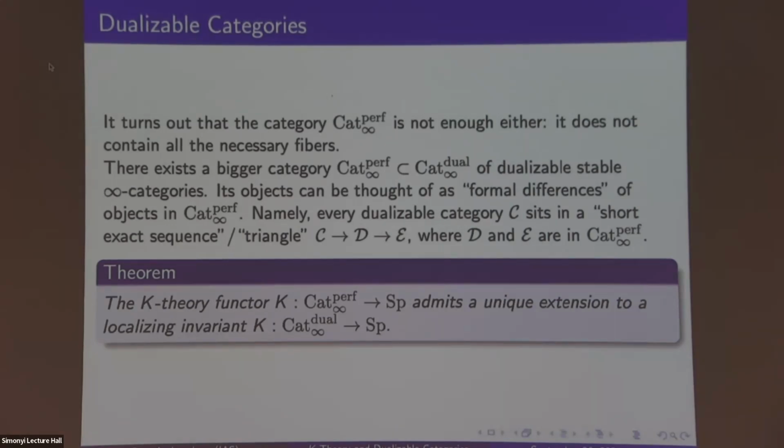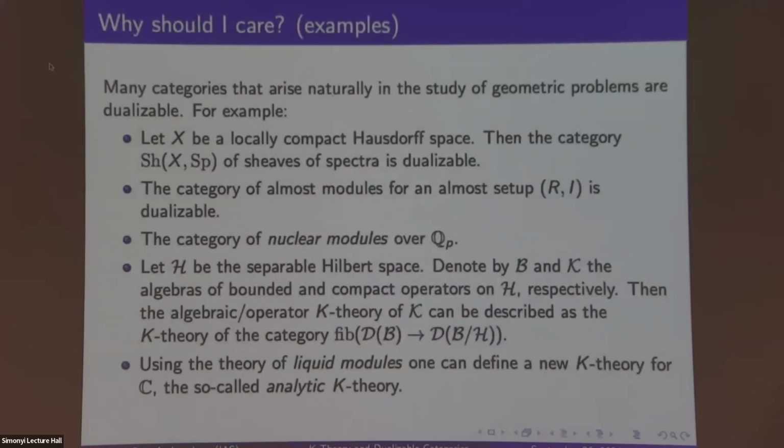Okay, so maybe before I continue and go to the last slide, I want to stress something. I just introduced these gadgets as some formal differences of nice categories. Maybe one of the points is that, yes, it's one way to think about them, but they are also actual categories, which is great. Because once you know that this is a definition that you care about and you start looking for it, you see them everywhere. So for example, if you take a locally compact Hausdorff space X and you consider sheaves of spectra on this space, well, it's not compactly generated in general, but it's dualizable.